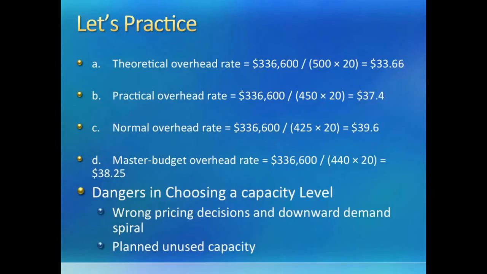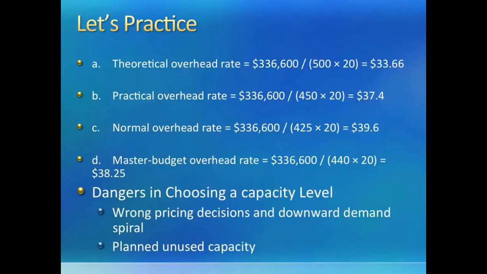As I said before, there are some dangers in choosing a wrong capacity level. If you are choosing too high a number, then your overhead rate is going to turn out to be very small, which means your total cost is going to look like a lower cost number than it really is, leading to a wrong pricing decision. Suppose someone offers you a good at, let's say, $30 a unit. You are not going to accept it because you think that all your costs, no matter how they are made, are not going to be met. But suppose someone offers you a $35 a unit price for your good, and you happen to be using a theoretical overhead rate. You will tend to accept that because 35 is higher than 33, but you know that theoretical overhead rate is hard to achieve. So your normal capacity is what should have been considered, which means 39.6 is higher than the 35 that someone is offering. So you might end up accepting an order for a loss.